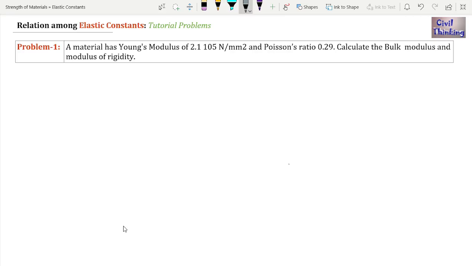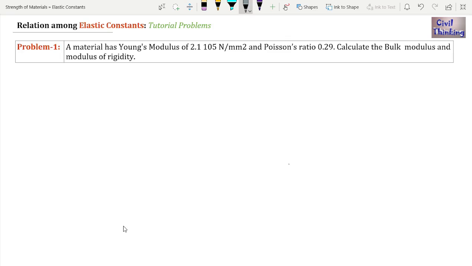Welcome to Strength of Material lectures by Civil Thinking, and in this lecture we are going to solve a problem on elastic constants. Now in the previous lecture we have seen the elastic constants and the relations between them. Today we are going to solve a problem on it. The problem is on your screen.